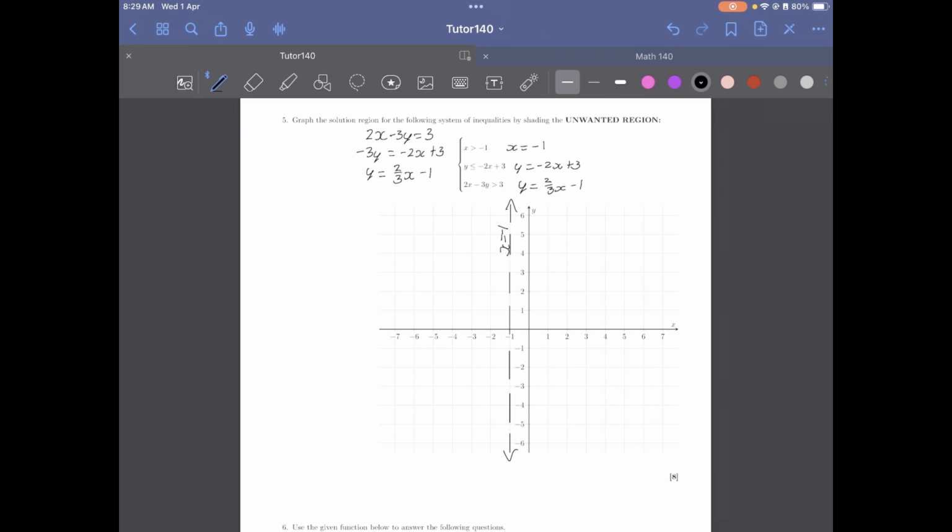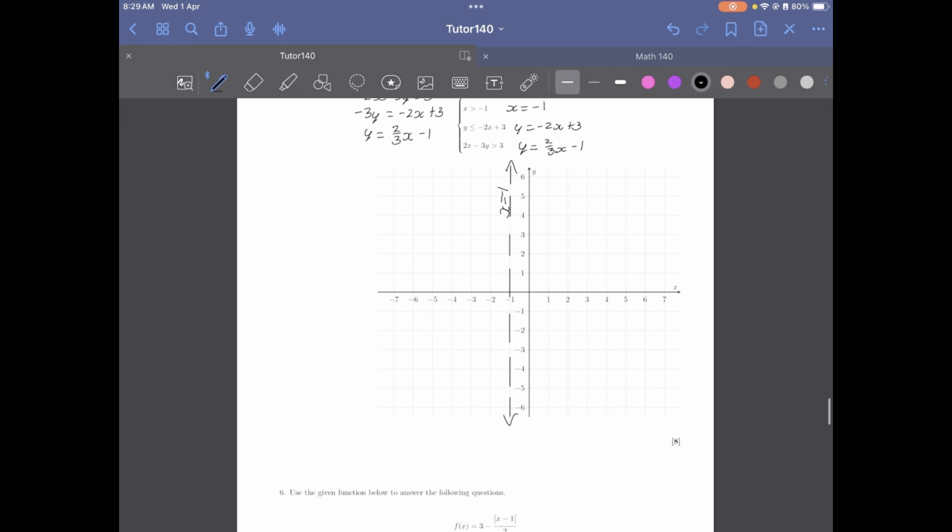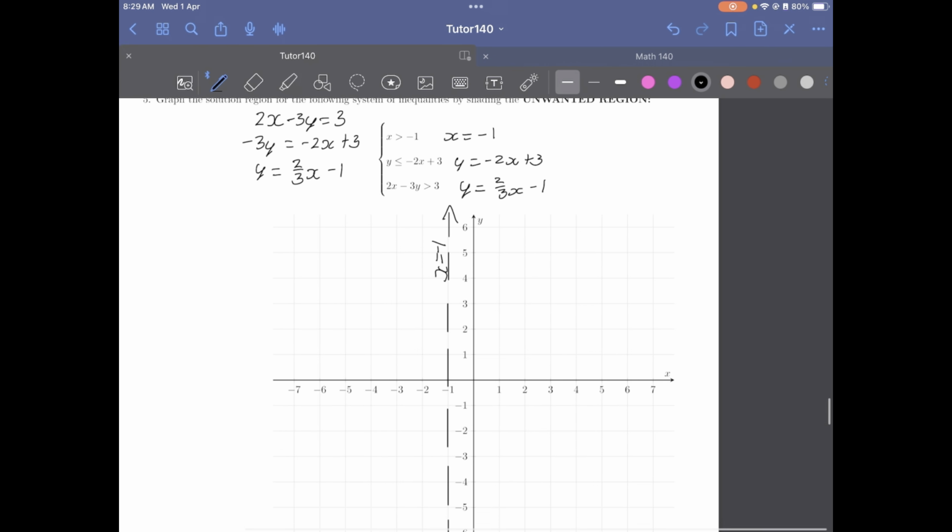Okay, now the instructions were to shade the unwanted region. So to figure out what's the unwanted region, we can just read the inequality. This is saying x is greater than -1. So we want all the values that are greater than -1. If you see, these are the values that are greater than -1. 0 is greater than -1. 1 is greater than -1. 2 is greater than -1. So these are all the values that are greater than -1. So we'll be shading the unwanted region, which is this side.